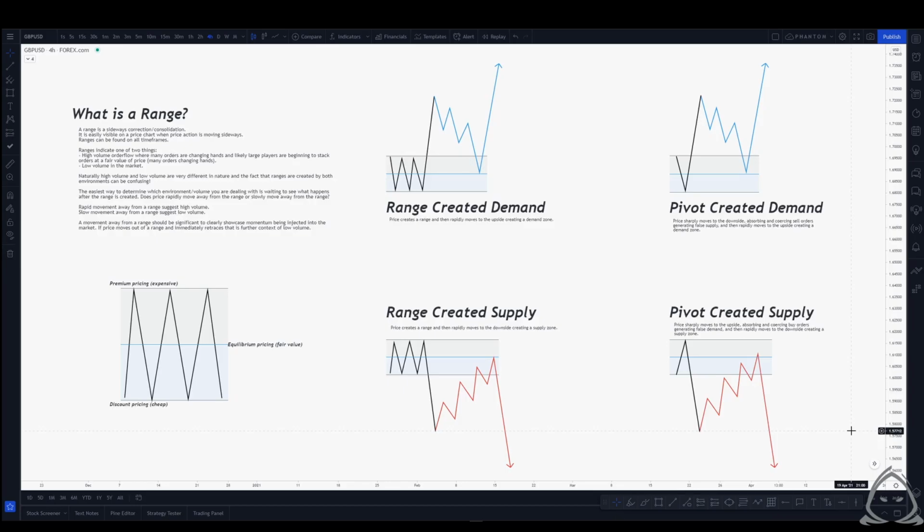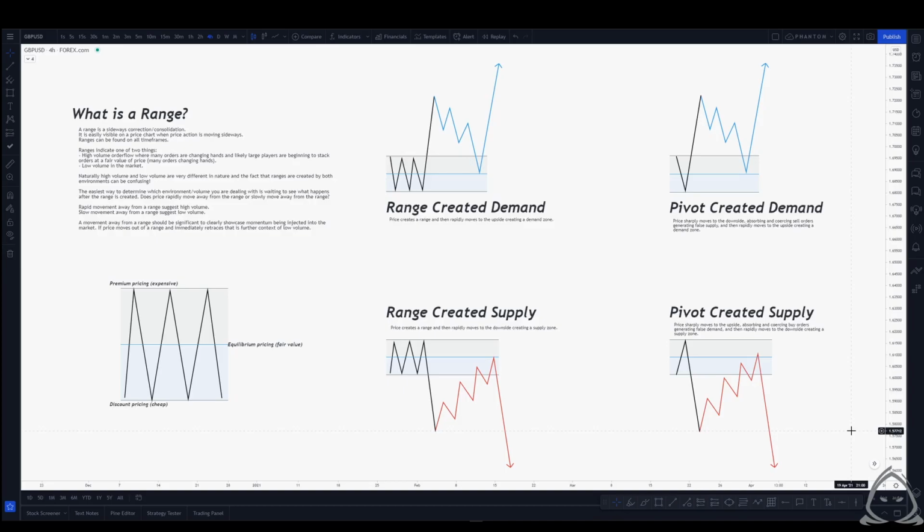When there's fair value, orders are changing hands at a rapid pace and you're not seeing much movement on a price chart. When there is an imbalance in supply and demand, that's when you see price move rapidly in one direction because it's trying to seek more orders or liquidity to balance that supply and demand. Now, the other end of the spectrum of a range is also low volume in the market. And it gets a little bit confusing.